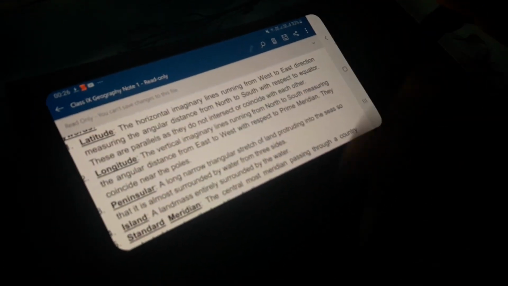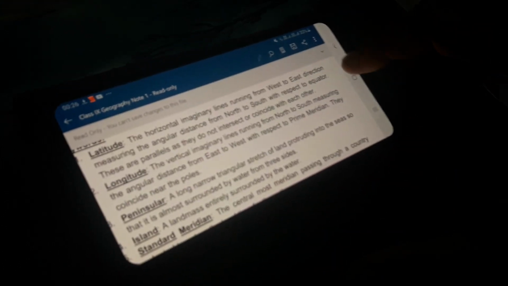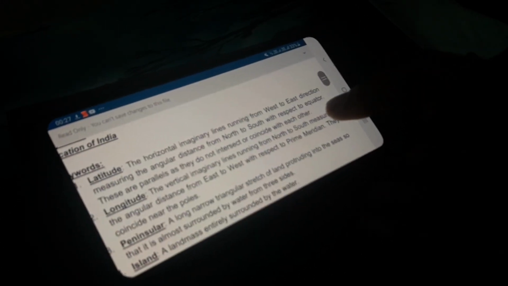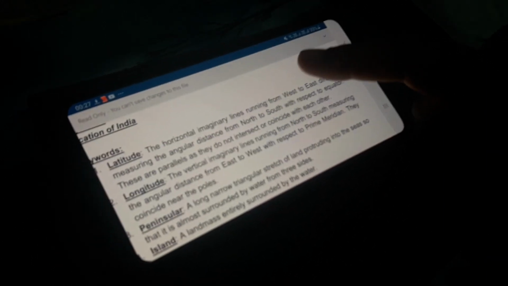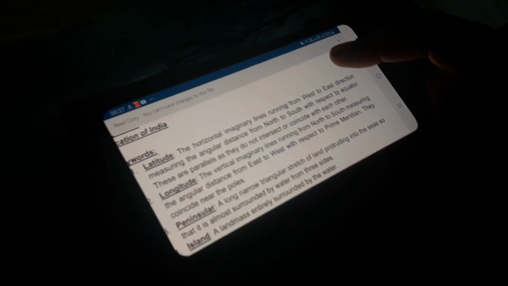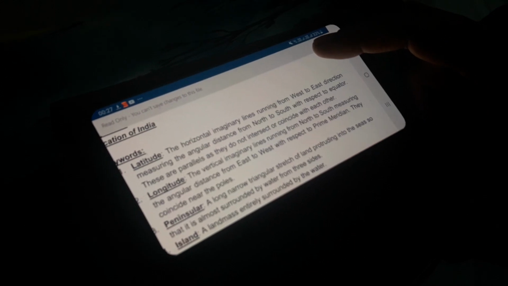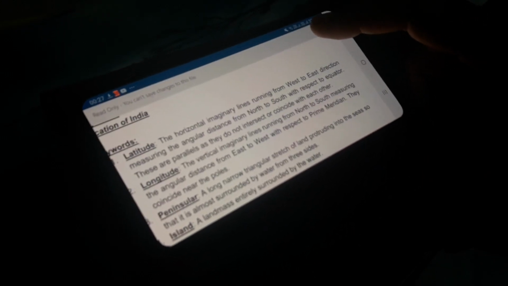Now, a very simple way to keep in mind what is latitude and what is longitude. In your copy, the margin that is drawn in your copy can be indicated as a longitude because it runs from north to south.